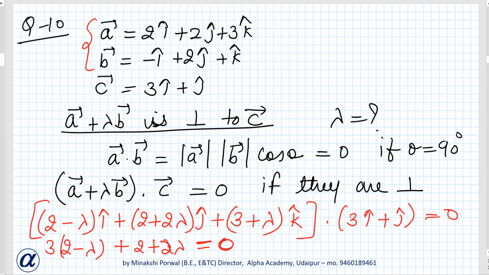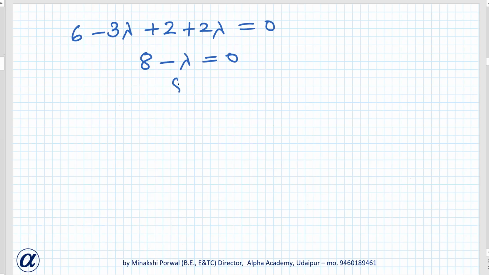Because i dot i is 1, i dot j is 0, i dot k is 0. So when we multiply both, only i into i will give us something finite other than 0. Similarly, j into j will give something finite. So this will be 6 minus 3 lambda plus 2 lambda equals 0. So 8 minus lambda equals 0, or 8 equals lambda. Lambda equals 8. This will be the answer.